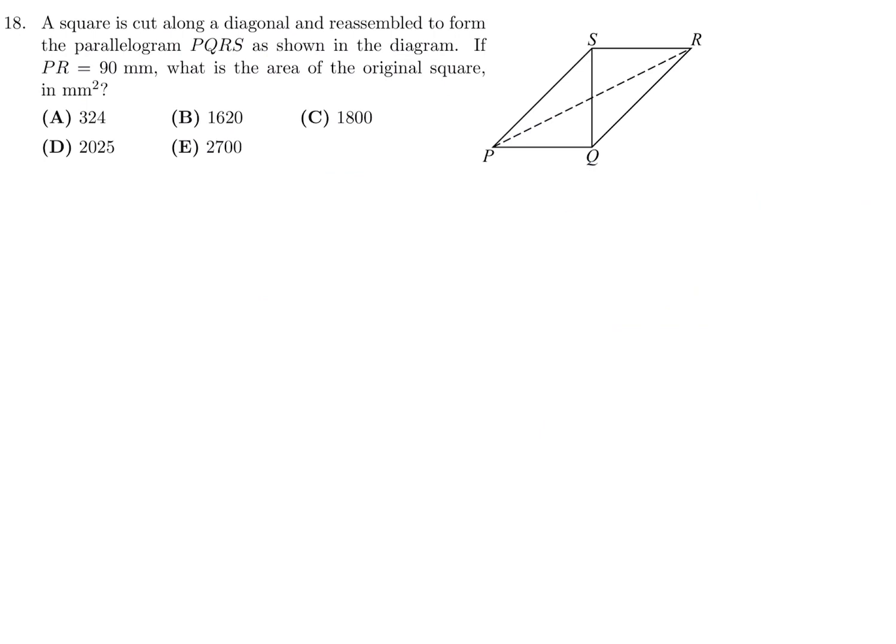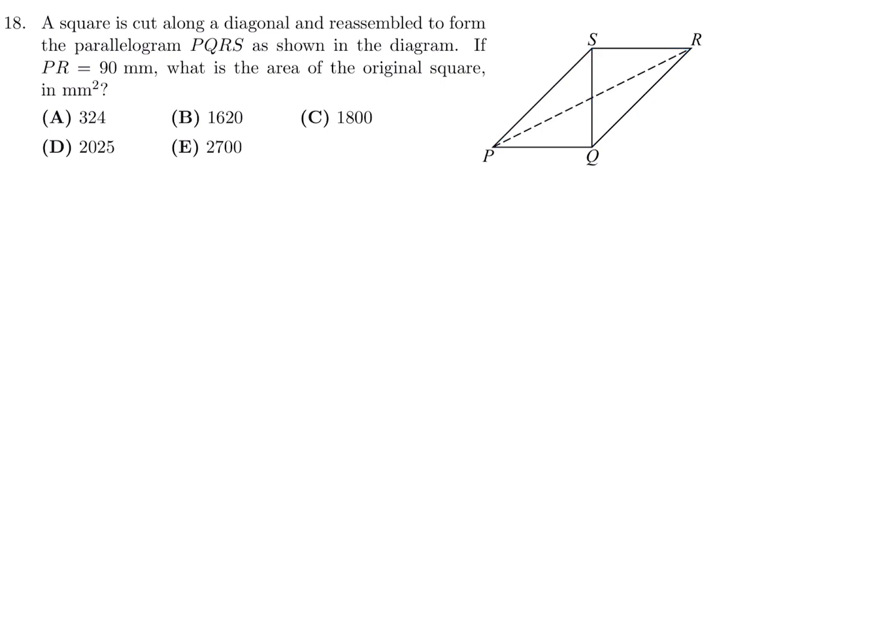A square is cut along a diagonal and reassembled to form a parallelogram PQRS as shown in the diagram. If PR is 90, what is the area of the original square? So this was the square, right? You had a square like this, and what they did is they chopped it in half and put the other half over on this side. So that's basically what they did.